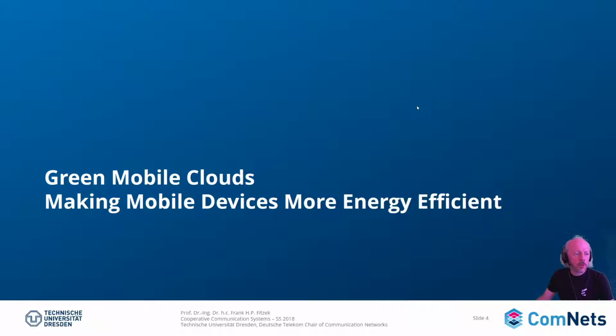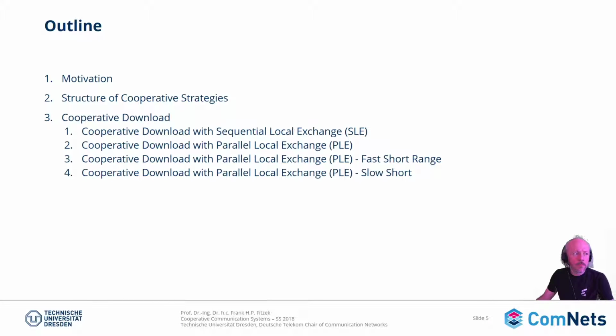So let's start first with the analytical view on the green mobile clouds. First I will motivate this a little bit, then look into different cooperative strategies. One of them is a cooperative download. We'll start with this. There you will see that we have different assumptions for how this cooperative download can take place, as a sequential fashion, or will this happen in parallel? And then we have to understand what is the difference if the short range technology is very fast versus not so fast, and what this means you will see in a minute.